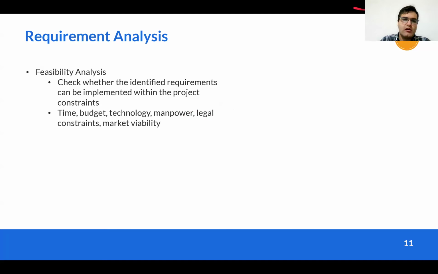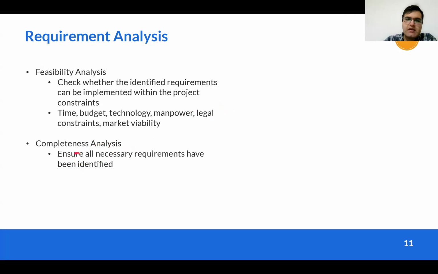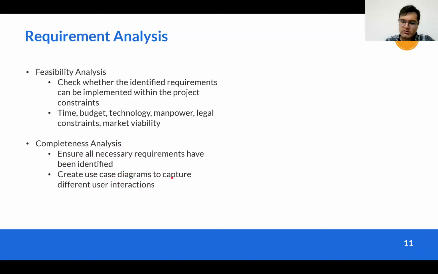Then you have a completeness analysis. Making sure that all the requirements have been identified, nothing has been overlooked. So how do you do this? You make use case diagrams. We're going to look at that in a short while, to see how users will interact with the system.